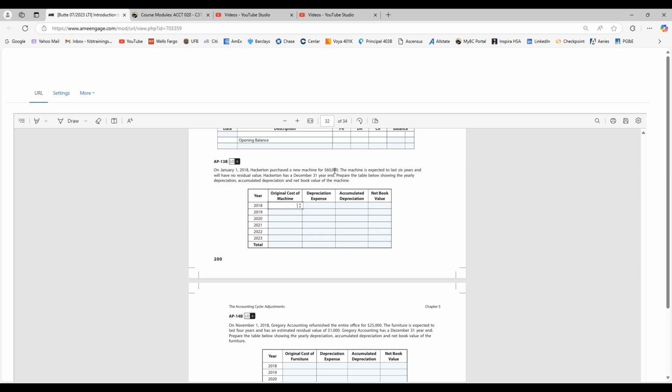Okay, so in this problem we've got some information. We bought a $60,000 piece of machinery, and the useful life is 6 years. No residual value, and there's a December 31 year end. So we're just going to prepare a table. The $60,000 never changes. That's the cost of the machine regardless. I'm just going to put all those in.